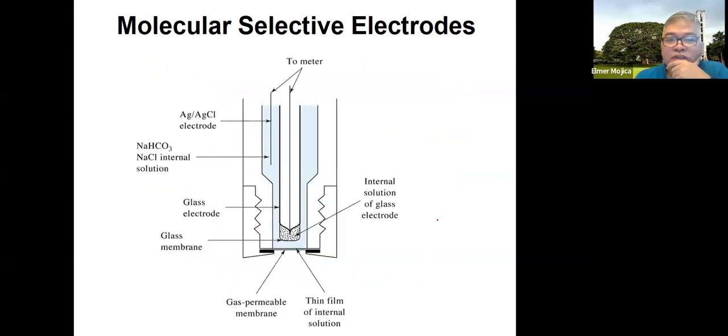So if we're going to look at the gas sensing electrode, this is what you have, the gas sensing probes. Based on this one, you have a membrane here. And there is an internal solution that you have there of the glass electrode. So there's a glass membrane, a gas permeable membrane, and a thin film of the internal solution. So how would the reaction happen? So let's say we have what? CO2.